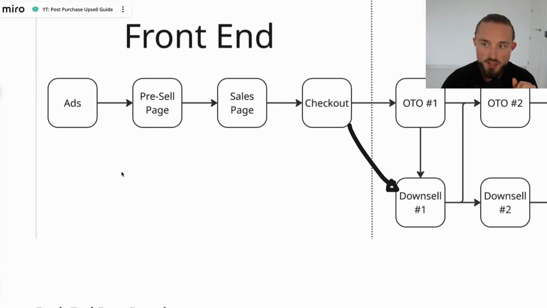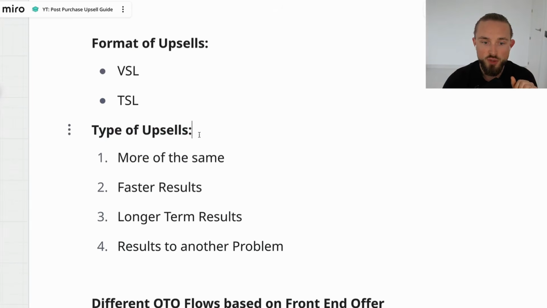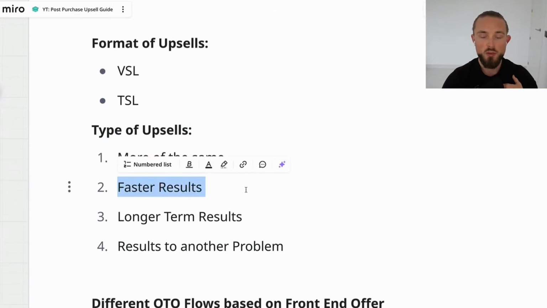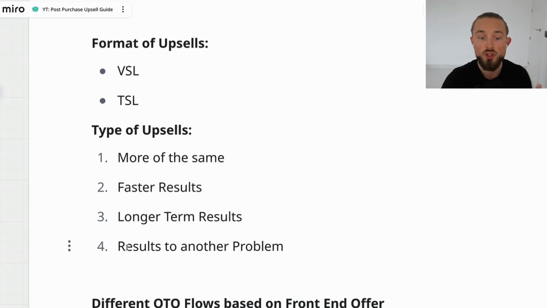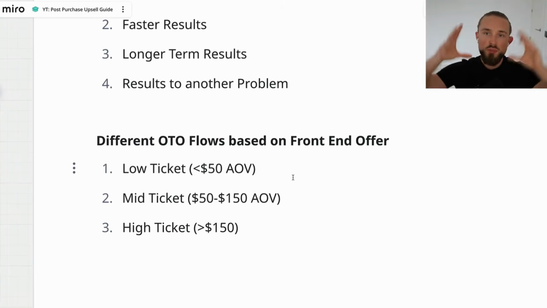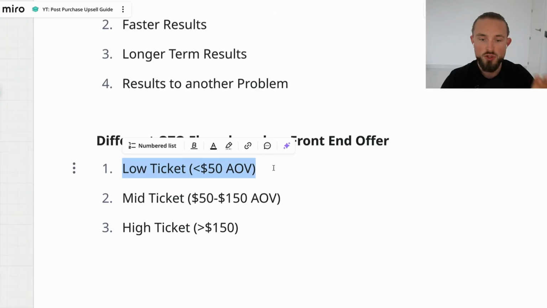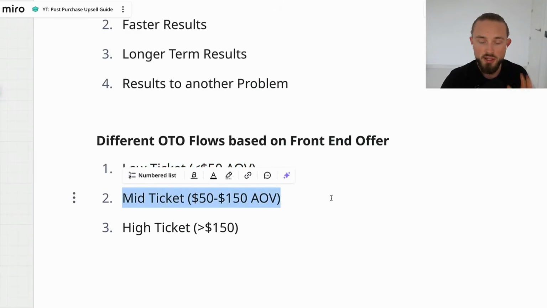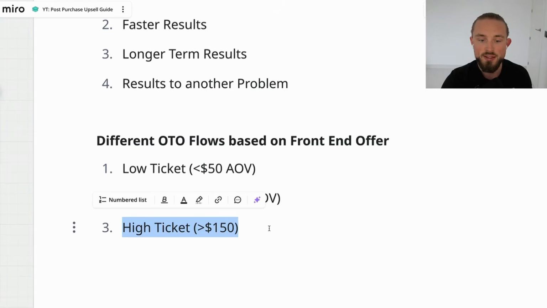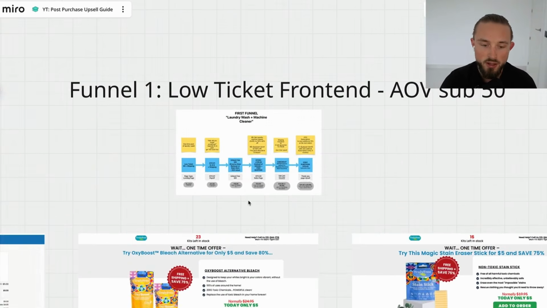So OTOs, as you can see here, are essentially just one-time offers. The format of upsells that we typically use is either a video sales letter or a text sales letter. And the type of upsell we typically use is a more-of-the-same upsell. We upsell them on faster results, on longer-term results, or on results to another problem. Now, we have different one-time offer flows based on the front-end offer. The 3 funnels that we're going to break down are a low-ticket one, meaning a sub-$50 AOV, a mid-ticket one, meaning $50 to $150 AOV, and a high-ticket one, which is over $150 AOV. So let's get into funnel number 1.